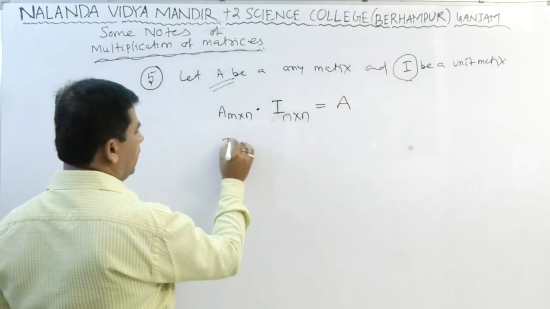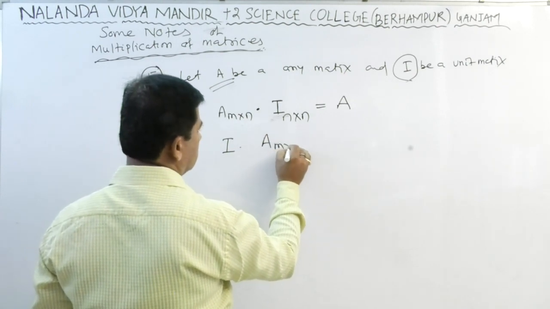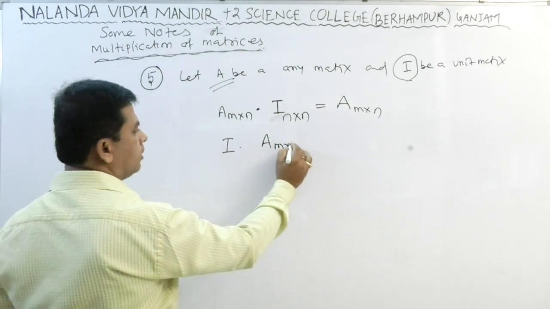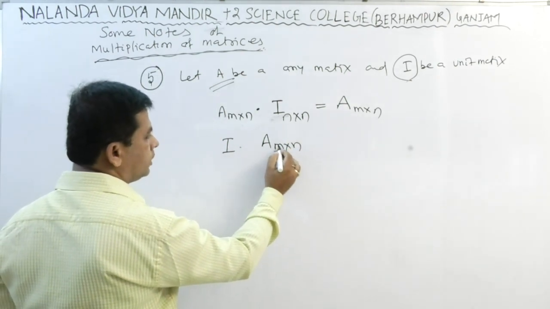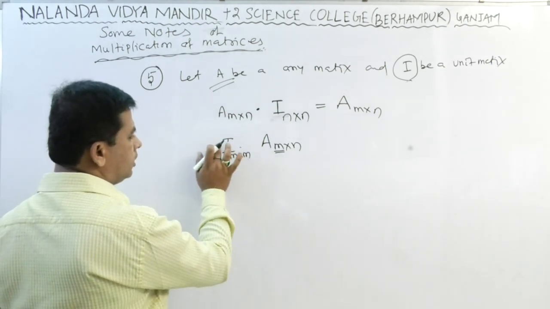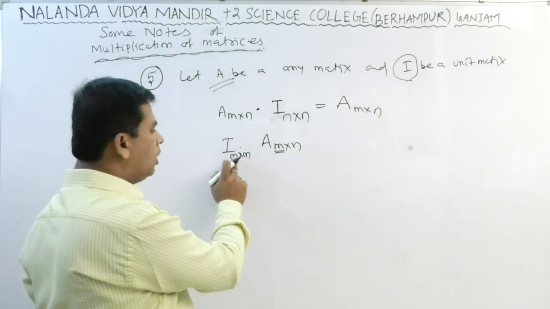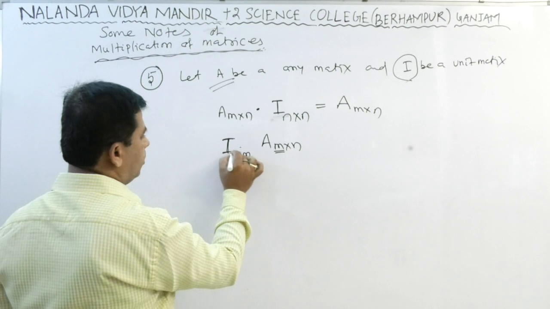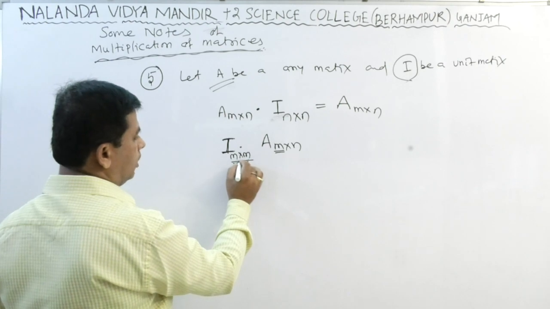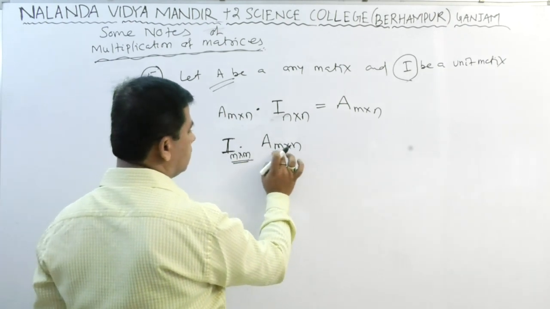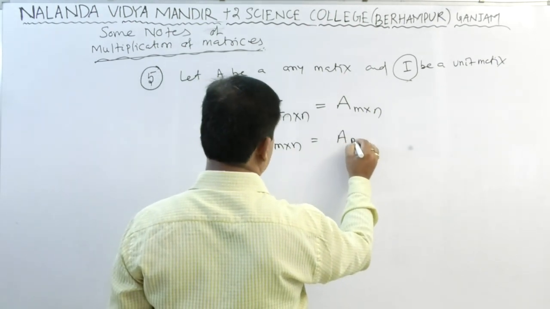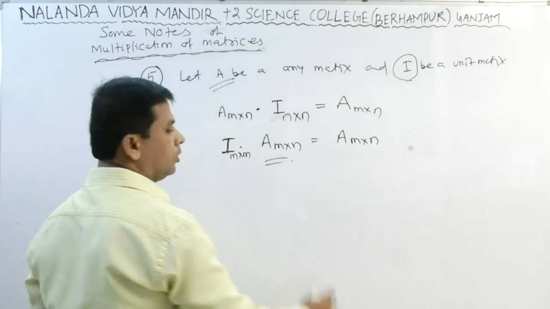Similarly, we can multiply the I matrix with the A matrix. Here the number of rows of A is m, therefore the unit matrix must have number of columns m. This is our unit matrix, therefore the number of rows is also m. So if we multiply the unit matrix of order m with the matrix A, we get A of order m cross n.